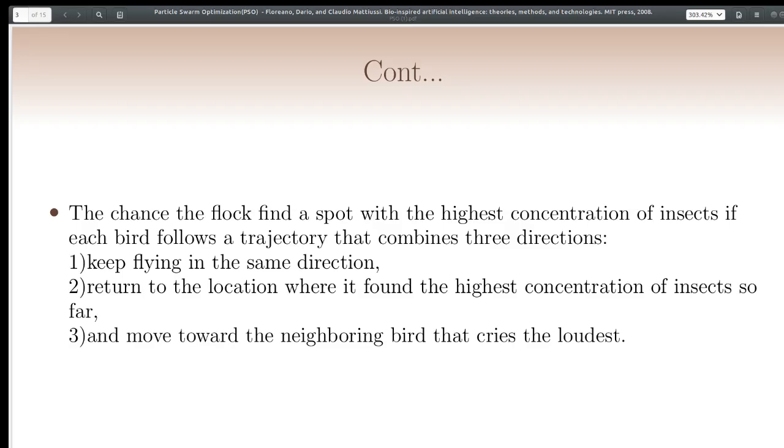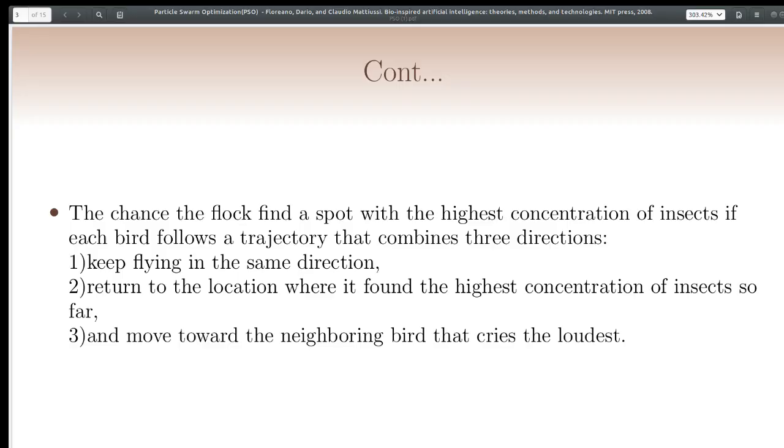So the chance of finding a spot with the highest concentration of food depends on the trajectory of birds that combines three directions. One is the current direction of flight. The bird keeps flying in the same direction.